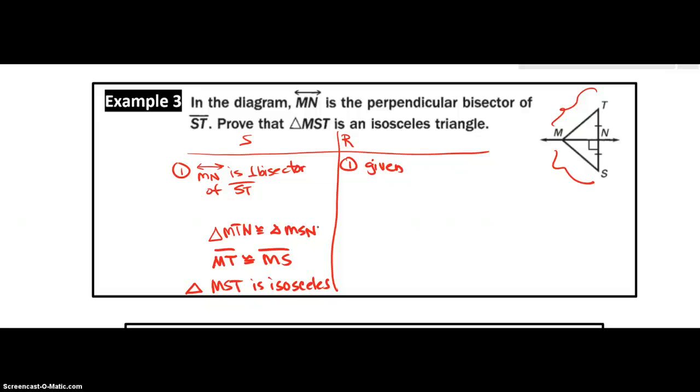To show that the triangles are congruent, we have to have one of those 5 theorems: side, side, side; side, angle, side; angle, side, angle; angle, angle, side; or hypotenuse, leg. Right now, we have 2 pieces of information. We have a side and we have an angle. What's the easiest thing to put in our proof right away? The reflexive property, right? So let's put in MN congruent to MN by the reflexive property.